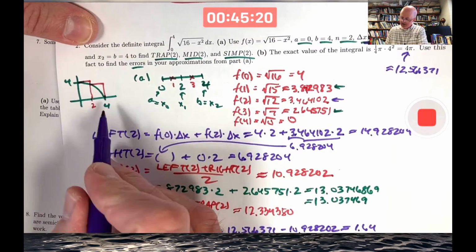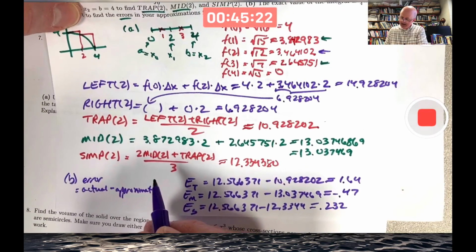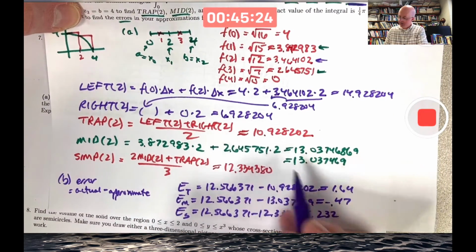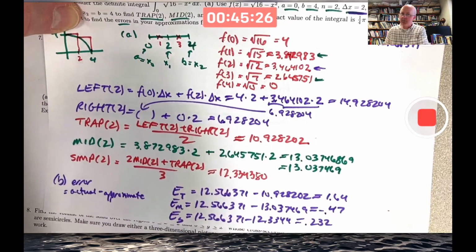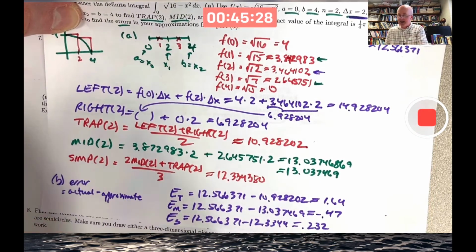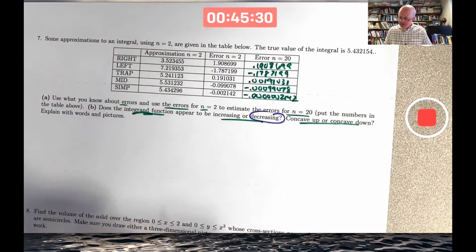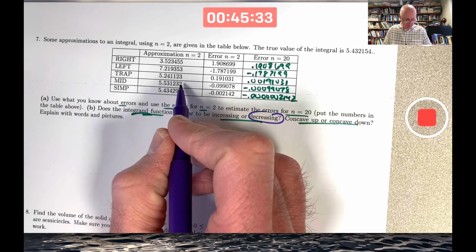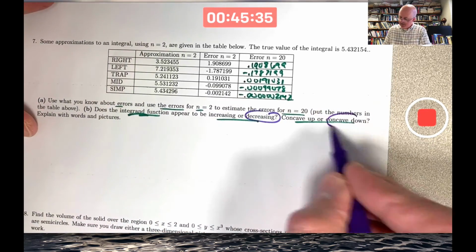And the graph was concave down. In that situation, the trapezoid rule tends to be too small and the midpoint rule tends to be too big. And you can draw pictures that explain that, and I will. Trapezoid rule is smaller than the midpoint rule. Yeah, this appears to be concave down.